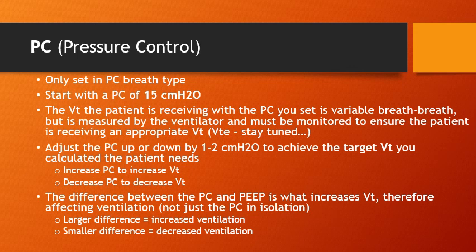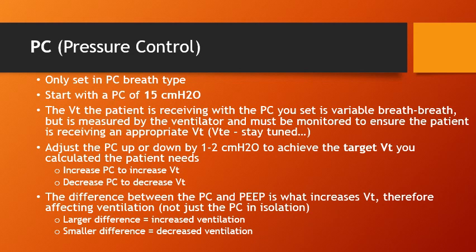Now, if our patient's on 15 centimeters of water pressure control, and they're getting too high of a tidal volume, over what we were targeting, then we can decrease that pressure control number. We're basically telling the ventilator, hey, stop blowing air in at a lower pressure. And so it's going to meet that target pressure quicker. That'll take less air to meet, and therefore the tidal volume will be less.